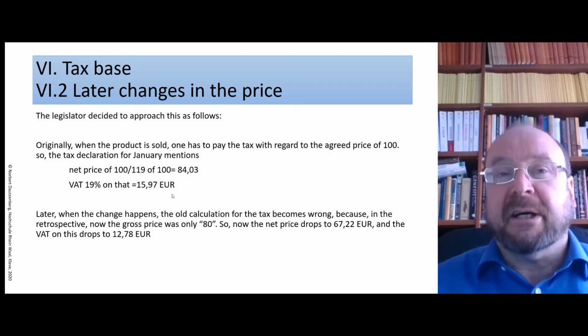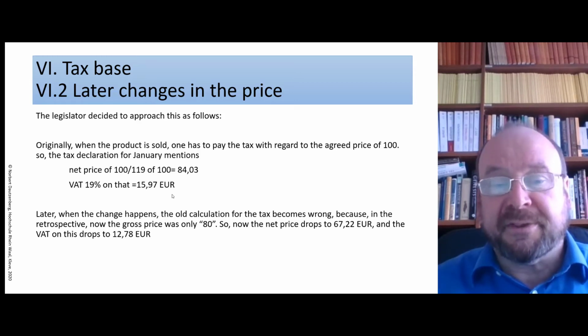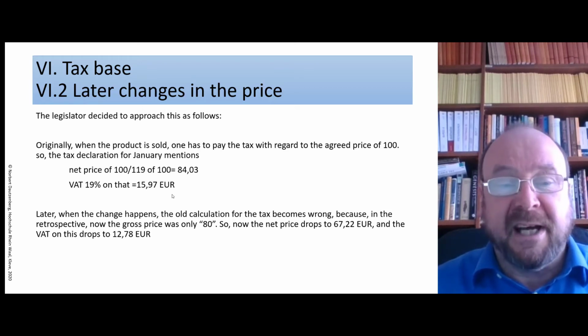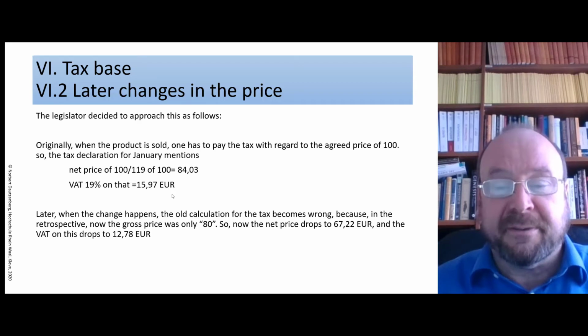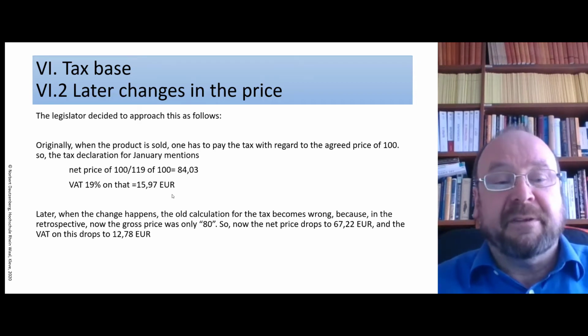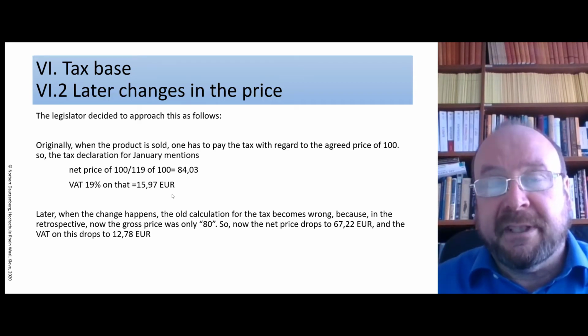So you base your tax declaration on 100 gross price and split it up into 84.03 net price and 15.97 VAT. Now later, when the change occurs that you have to give back 20, the old calculation becomes wrong in the retrospective because now the gross price which you could keep was only 80, so that now the net price drops down to 67.22 and the VAT drops to 12.78.